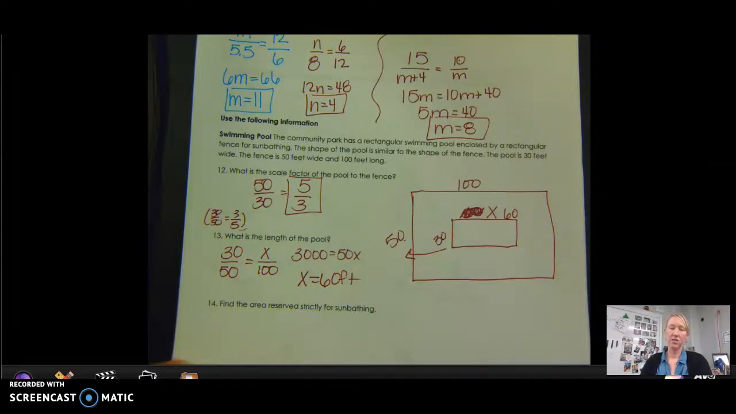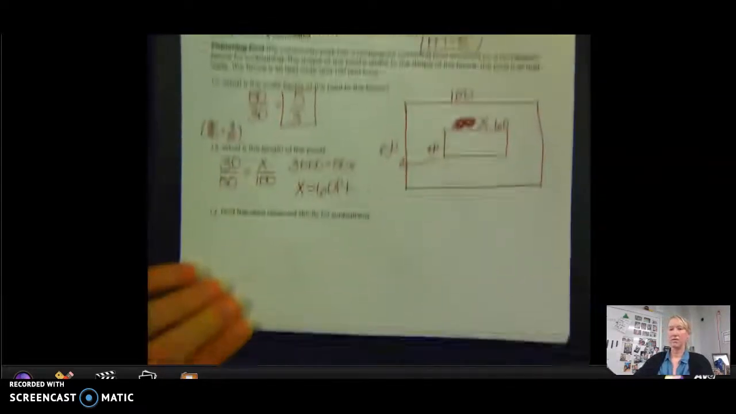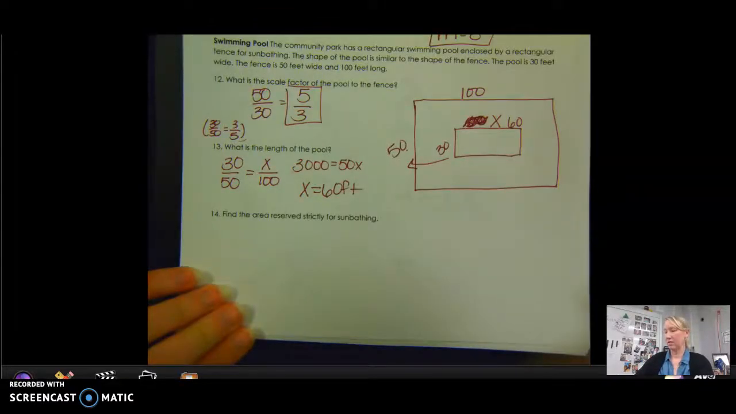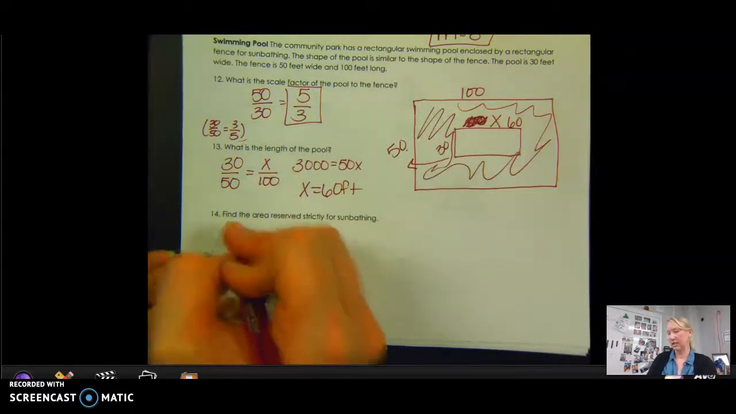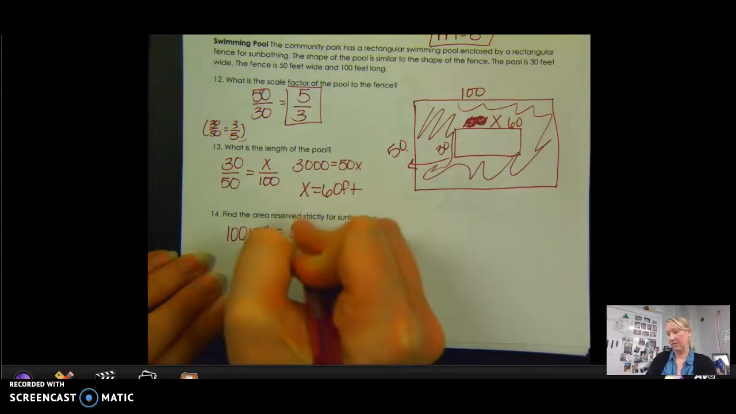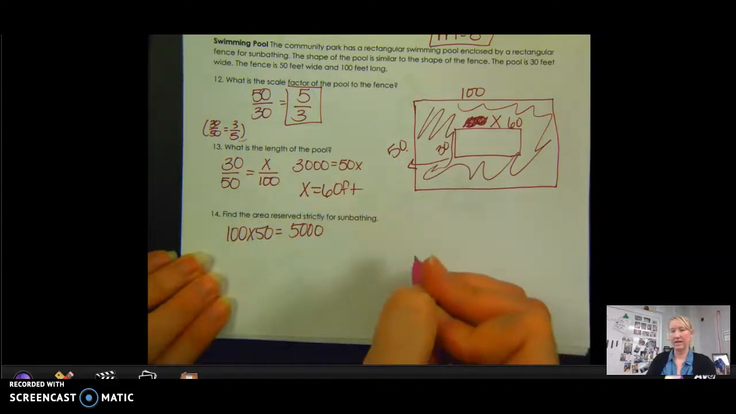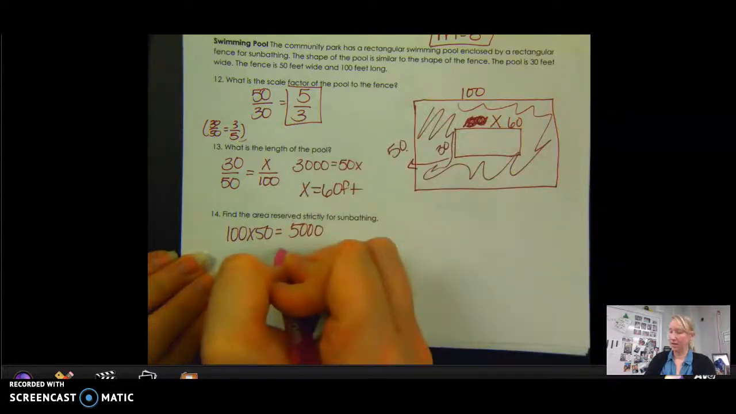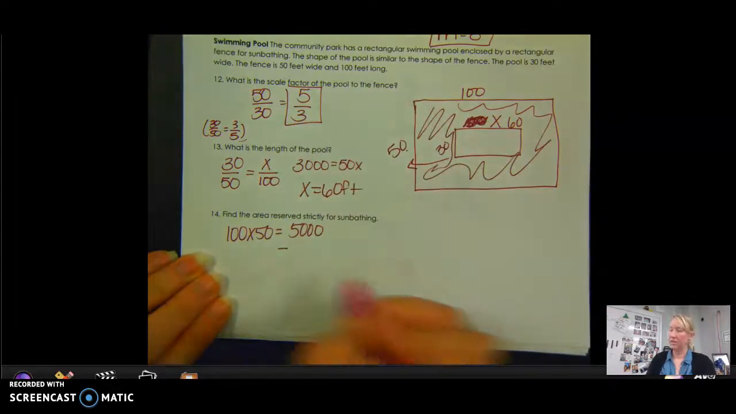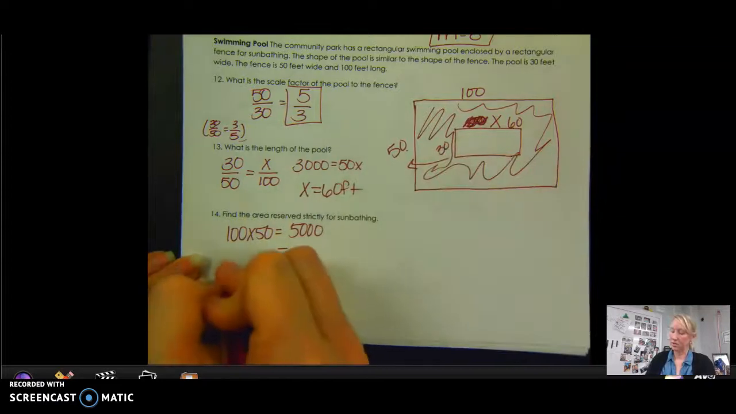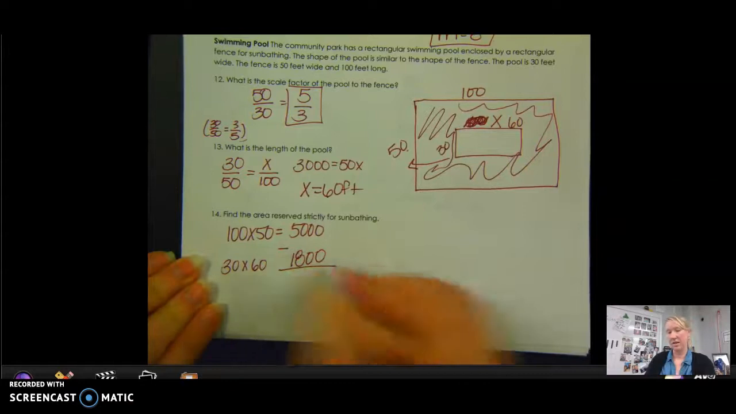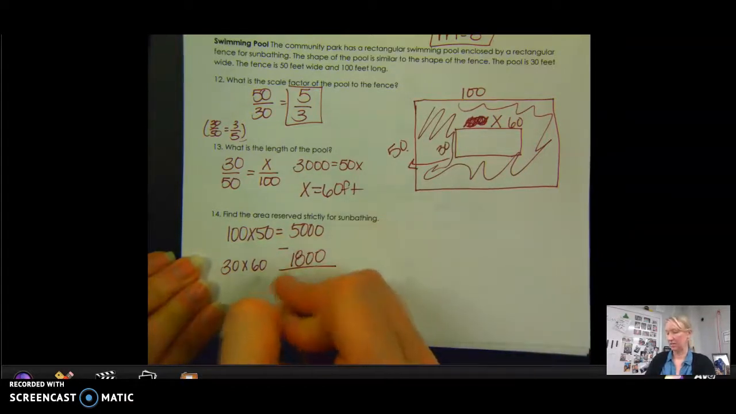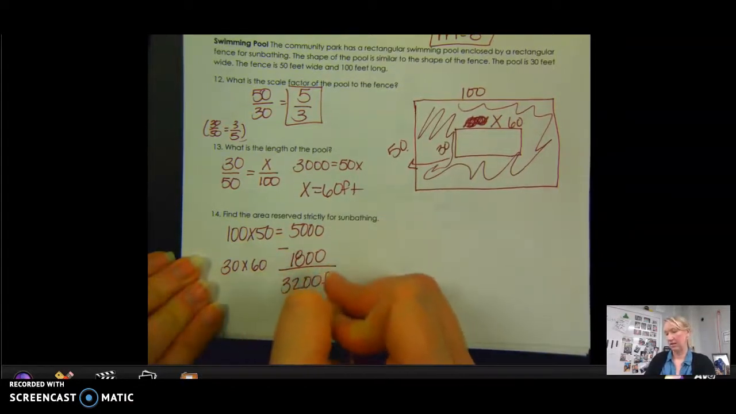Find the area strictly reserved for sunbathing. So to find that, you're finding like the area of a donut. So it's all this stuff, right? So you need to find the area of the big guy. Area is length times width on a rectangle, so 100 times 50. So that is 5,000. That's the area of the entire thing. But from that, I have to subtract off the area of the pool. The area of the pool is found by doing 30 times 60, which is 1,800. If I subtract those two things, I get 3,200 feet squared.